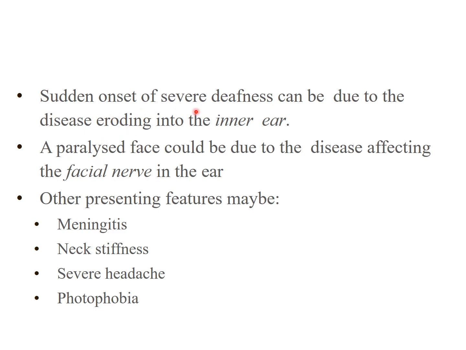Any patient with sudden onset of severe deafness can be due to damage to the inner ear. A paralyzed face could be due to the disease affecting the facial nerve, but paralyzed face with history of ear discharge, that is also important. Otherwise, a paralyzed face can be just a Bell's palsy, so we have to differentiate that it's not a Bell's palsy, but due to the cholesteatoma the complication is arising. Or other presenting features like the patient may have meningitis, neck stiffness, severe headache, photophobia, etc. So any particular symptoms of the complications may be there.